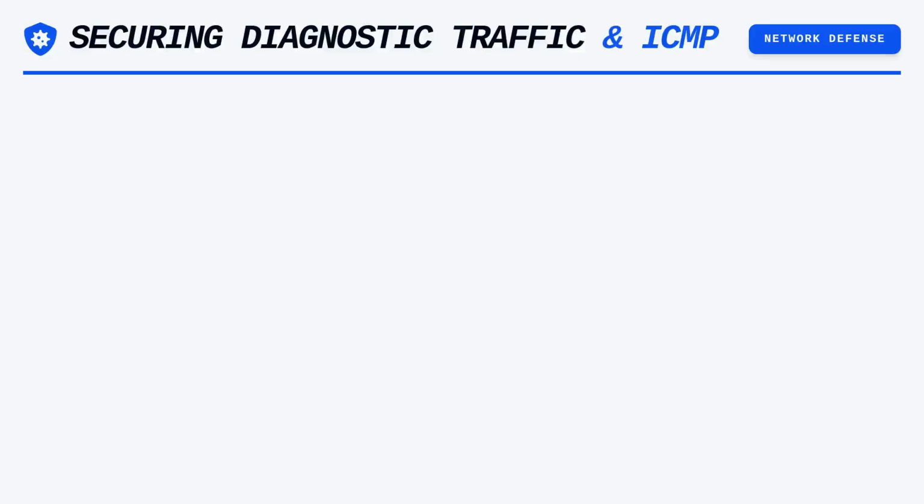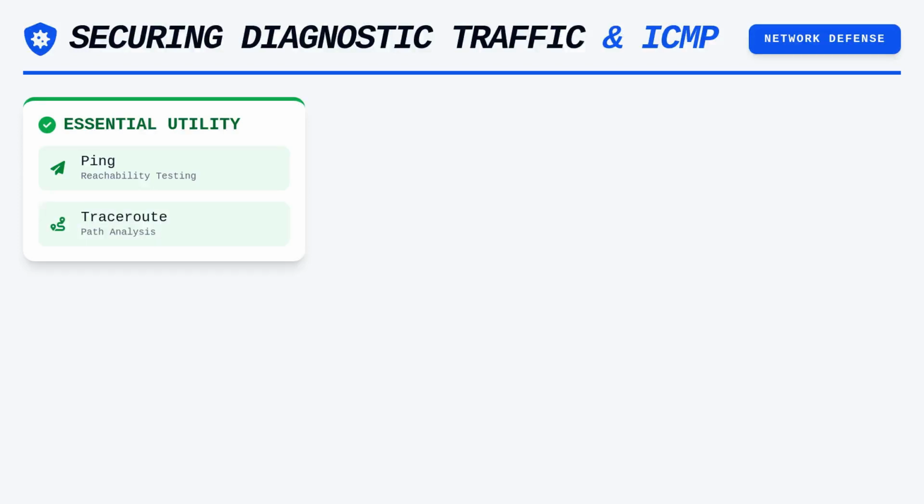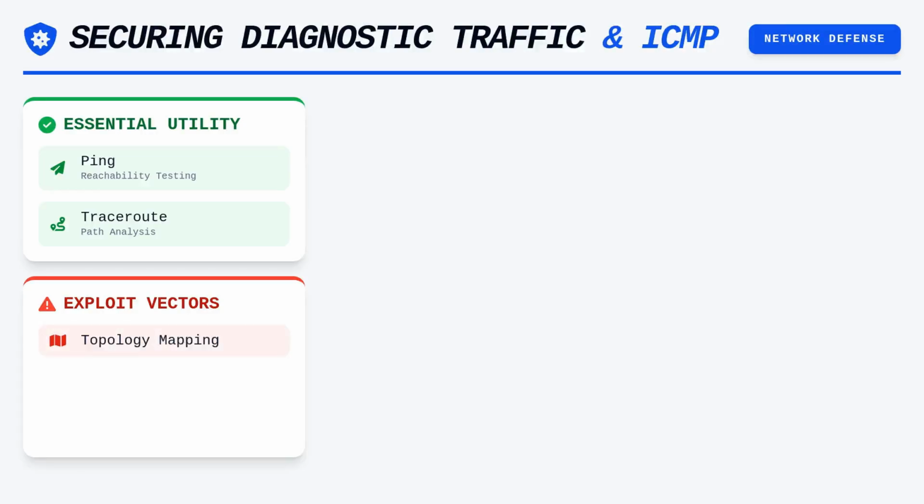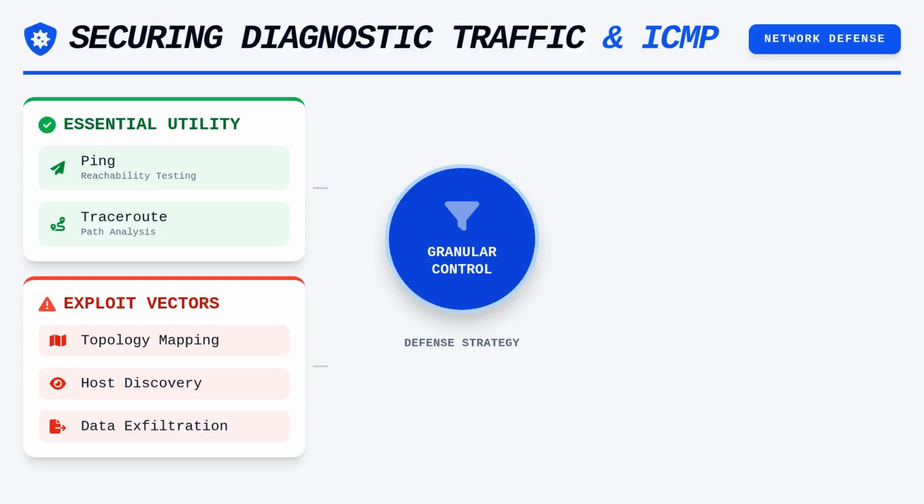Beyond common protocol upgrades, we must scrutinize the diagnostic traffic that traverses our networks, specifically regarding the Internet Control Message Protocol. While ICMP is essential for network diagnostics, such as reachability testing via ping or path analysis via traceroute, it is frequently exploited as a vector for reconnaissance. Attackers often leverage ICMP messages to map network topologies, discover live hosts, or even exfiltrate data hidden within the payload of large ICMP packets. Consequently, a defensive posture requires granular control over ICMP messages through firewalls or access control lists, allowing only the subtypes necessary for diagnostics while dropping others.